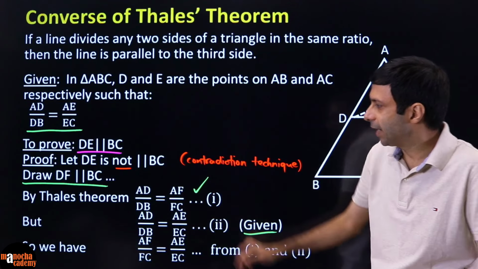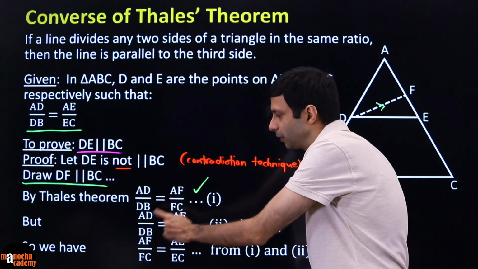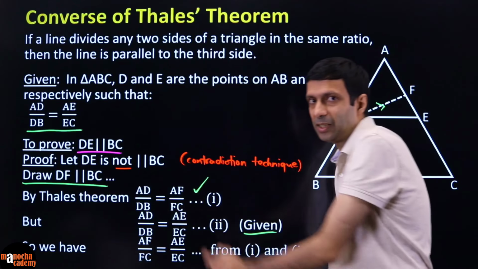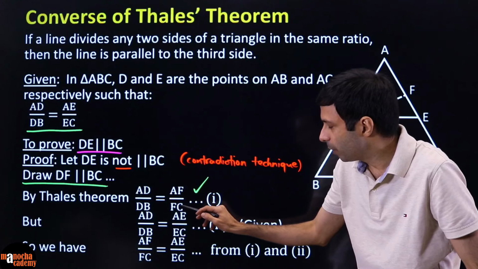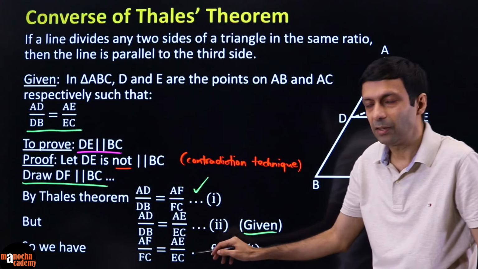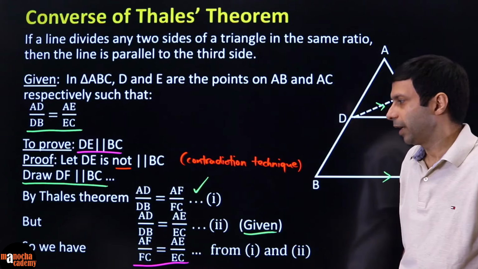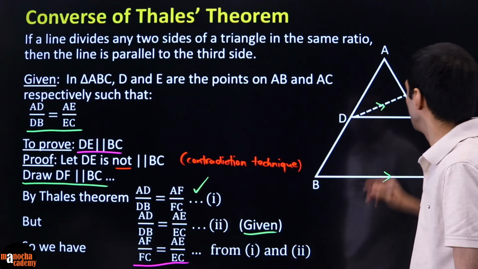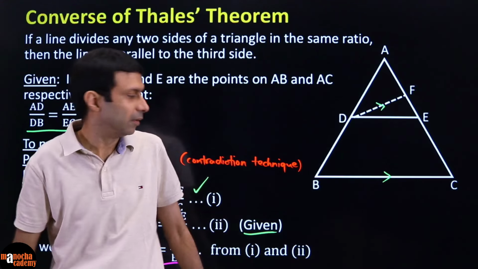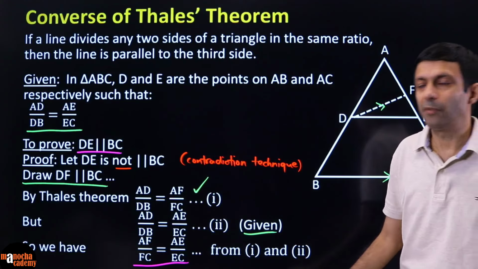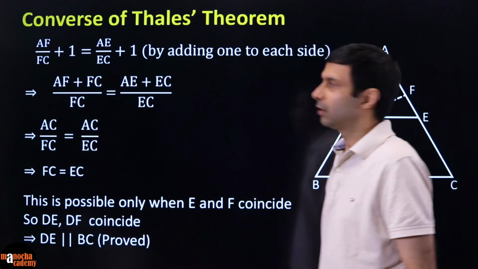So if you compare these, the left hand side is the same. AD by DB is AF by FC. Here AD by DB is AE by EC. So since the left hand side is the same, I can therefore say AF by FC is equal to AE by EC. The right hand sides I am comparing. That means these are equal. Clear? What we have done till now is draw a line which was parallel to BC. So we will start with this.